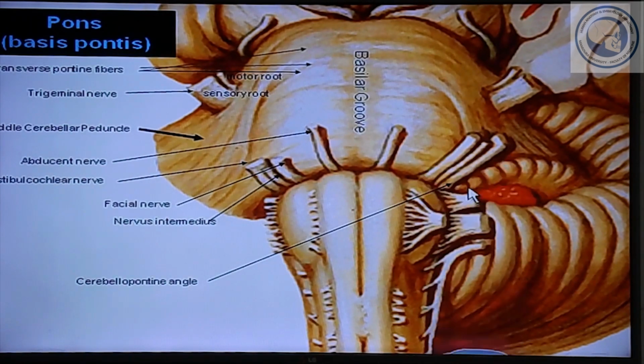Also in this space, we will see the exit of the glossopharyngeal nerve and this reddish structure, which will be the choroid plexus of the cavity of the hindbrain.